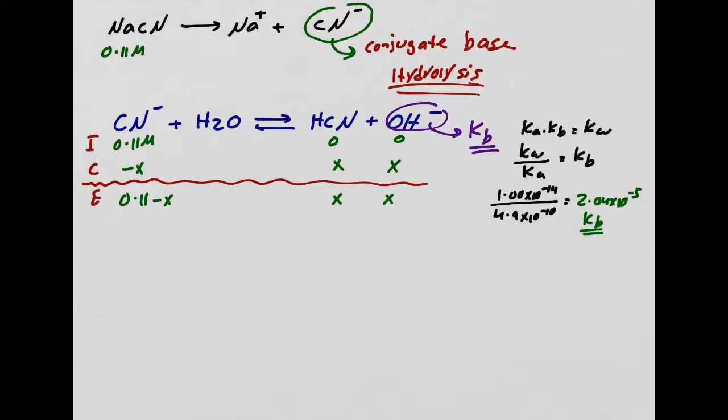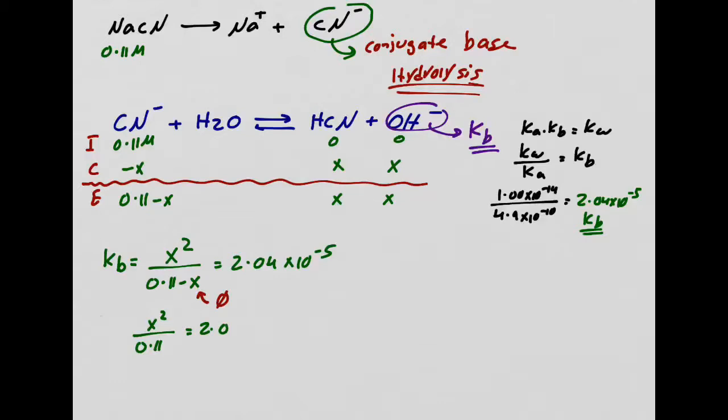Now remember, equilibrium is product over reactant. So I'm going to have x squared over 0.11 minus x, and my Kb now is 2.04 times 10 to the minus 5. This number is pretty small, and whatever this x is going to be, it is so tiny compared to 0.11 that I'm going to assume this minus x is 0, which makes my math so much easier. So now I have just x squared over 0.11 equals 2.04 times 10 to the minus 5. You are lucky that your teacher does not like math. I don't understand people who like math, but not judging.